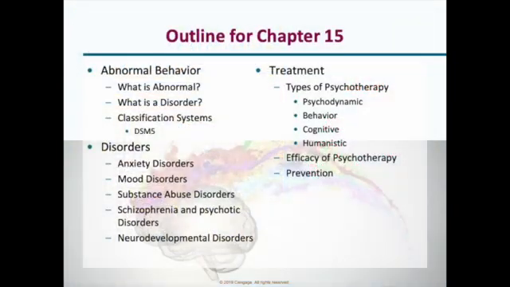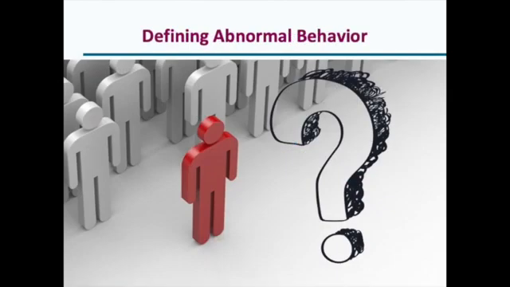In covering this chapter, we're going to go over three main topics. One is defining what abnormal behavior is. The second is explaining technically what disorder categories are. And then finally, what treatment is available for the disorders. Slide 3. What is abnormal?